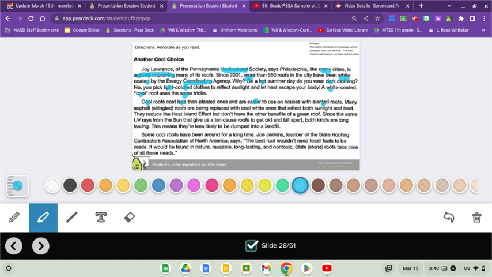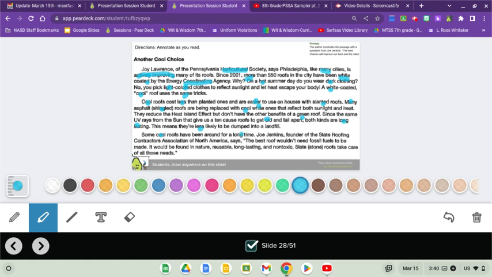Many asphalt shingle roofs are being replaced with cool white ones that reflect both sunlight and heat. They reduce the heat island effect, but they don't have the same benefits of a green roof, since the same UV rays from the sun that give us a tan cause roofs to get old and fall apart. Both kinds are long-lasting. This means they're less likely to be dumped into a landfill.